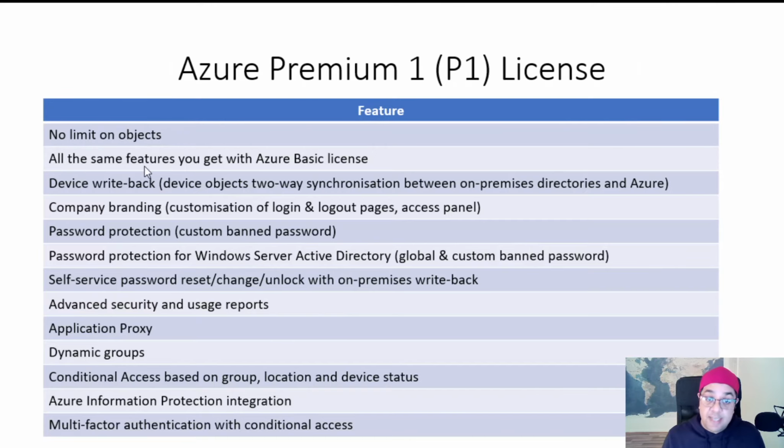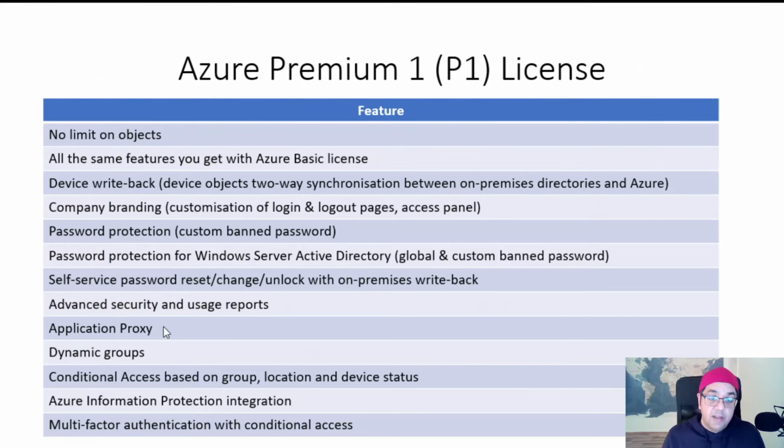It obviously has all the same features as you get with the Azure basic license. But again, as you can see, there are several other more advanced features that you get. Some of the differences, for example, device writeback. If you register a device on the cloud, you can write that back to your on-premises directory. So it's got two-way sync. Company branding, which is a big one, I feel, so you can put your custom logos of your business on your login pages, which is quite helpful.